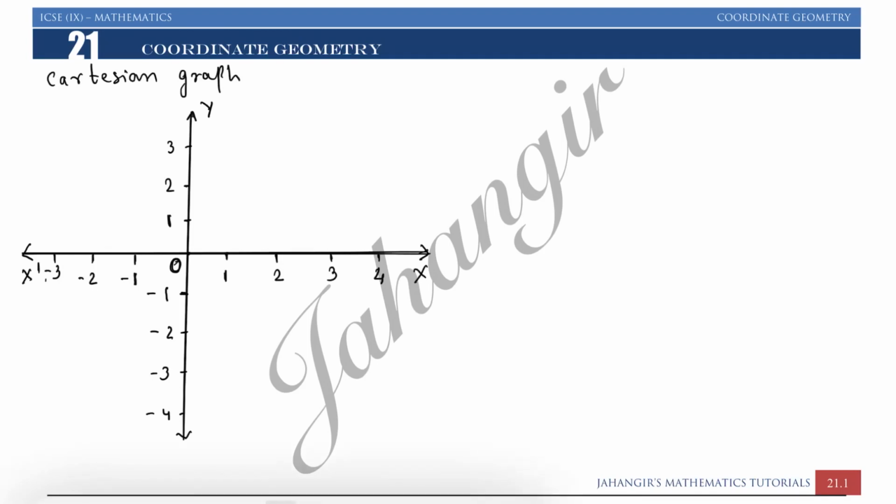Here we have four coordinates, four quadrants. So starting with this is first quadrant. This is called second quadrant. This is called third quadrant. This is called fourth quadrant.